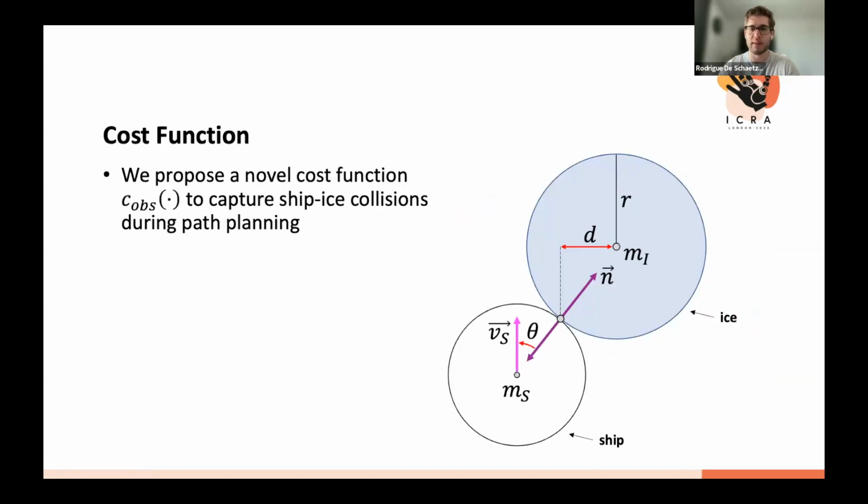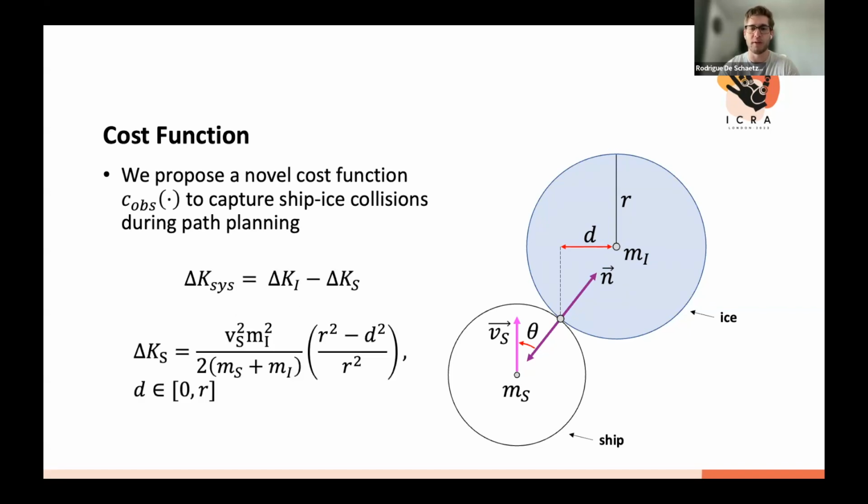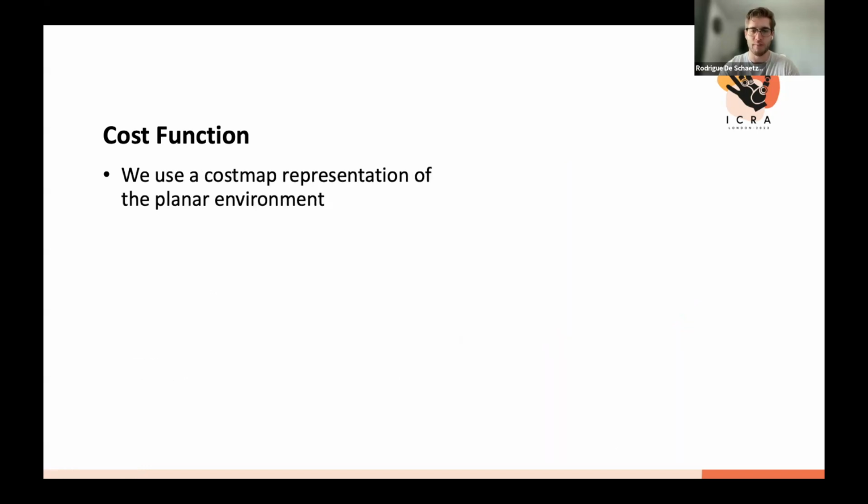To evaluate the quality of paths, we propose a cost function that captures the severity of ship-ice collisions in terms of the energy transferred during the collision. Our collision cost aims to minimize the ship's kinetic energy loss from ship-ice collisions. We adopt a simplified 2D inelastic collision model to model ship-ice collisions. With this collision model, the change in kinetic energy in the system is known, and we can solve for the kinetic energy loss for the ship following a few assumptions and simplifications. Observe that the function effectively penalizes collisions with ice that are head-on or involve large ice pieces relative to the ship. In the next slide, we describe how we use this function to define our cost function.